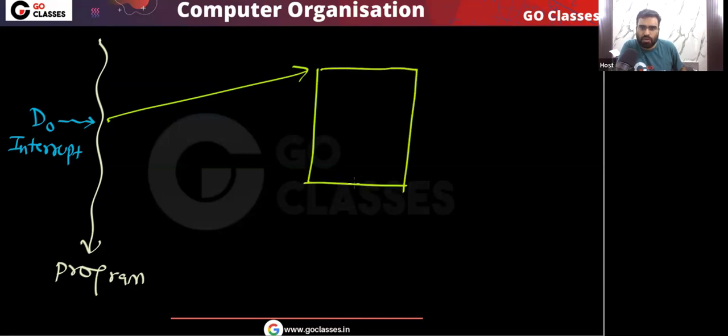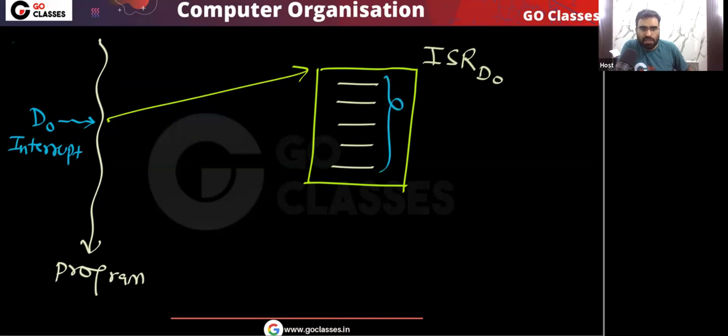Now, what will the CPU do? The CPU will finish the execution of the current instruction, and then the CPU will check, is there any interrupt? Yes, there is an interrupt. It will save the current program. After saving the current program, the CPU will jump to the ISR of D0 and execute it. Remember, this is the interrupt service routine for device D0. Now remember, this interrupt service routine is also a program.